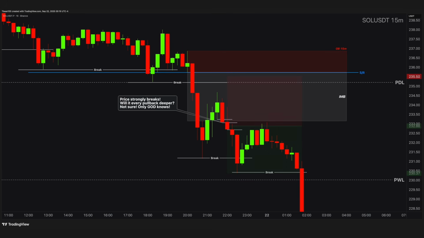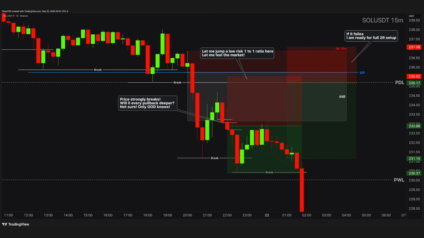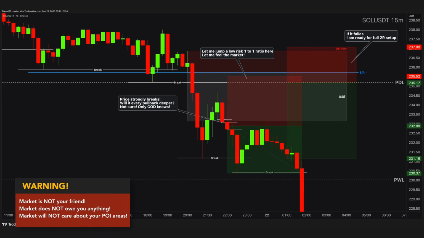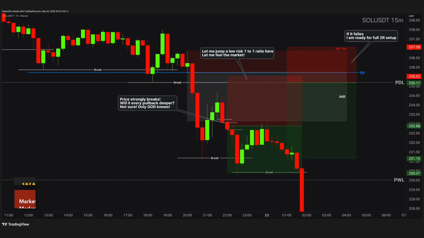So what do we do in a situation like this? Well, first of all, this is not my perfect entry spot or POI at all. But you could still set a very small risk trade here, maybe a simple 1-to-1 ratio. Then set your real limit order above for a full 2-hour setup. You see, the market is not always going to give you the exact perfect entry you want. The market does not owe us anything. It can do whatever it wants, whenever it wants. And that is something we all need to accept.